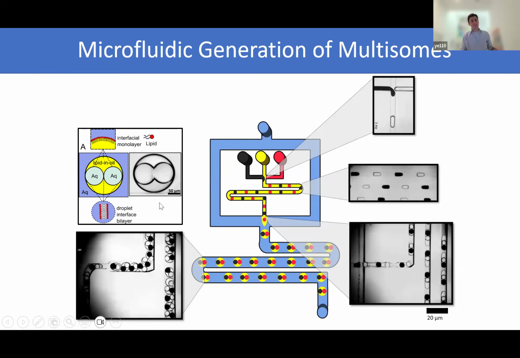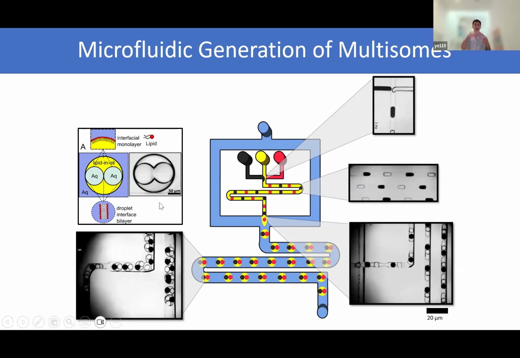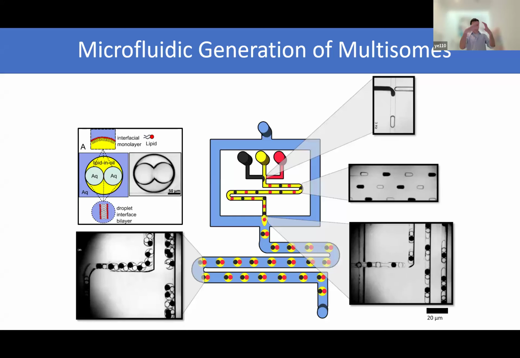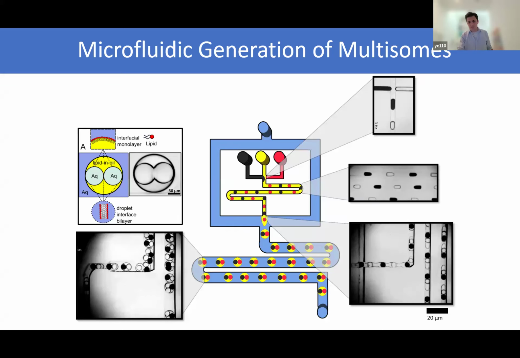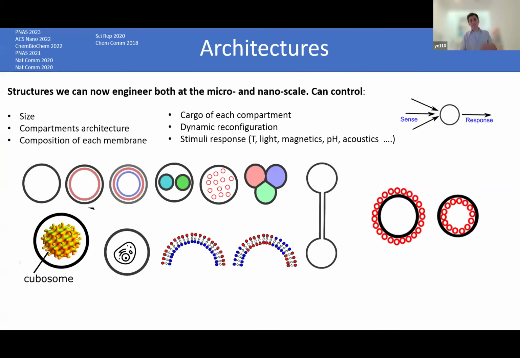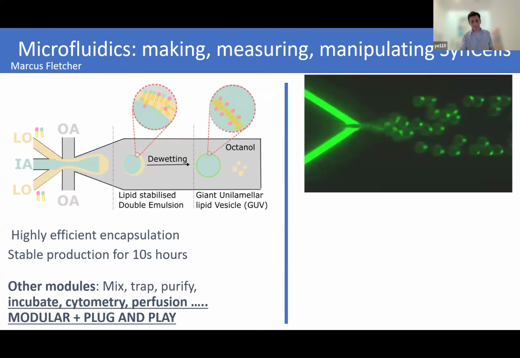Now, the thing about these is that because there's a membrane there, you can put transmembrane proteins in. You can shuttle things between the compartments. You can have information exchange between the inner compartments and the external compartments, and so on and so forth. So this is an example of a different type of microfluidic geometry, and by playing around with different device designs, you can form different architectures, as I've shown here.